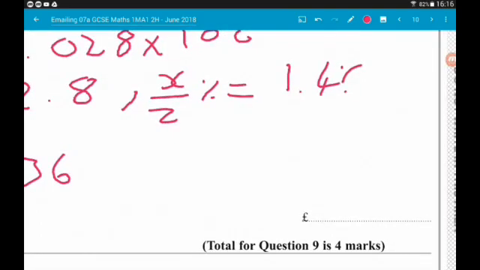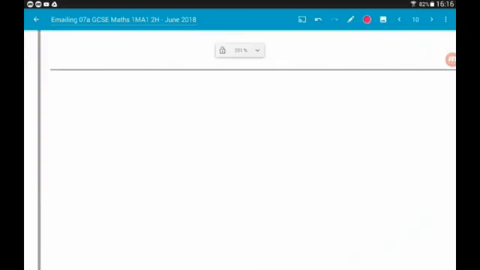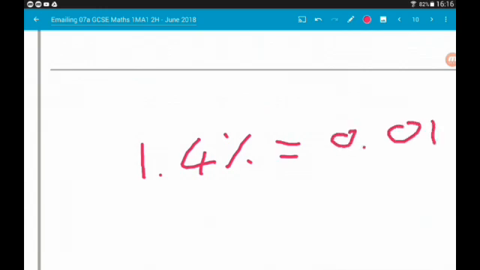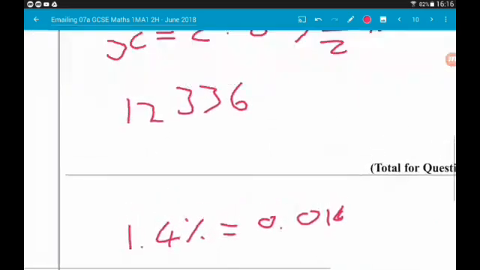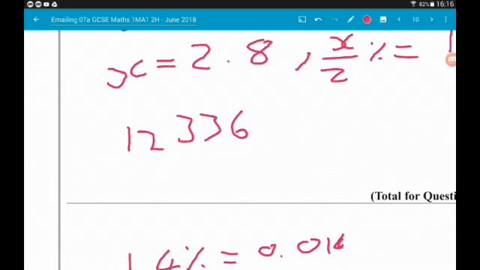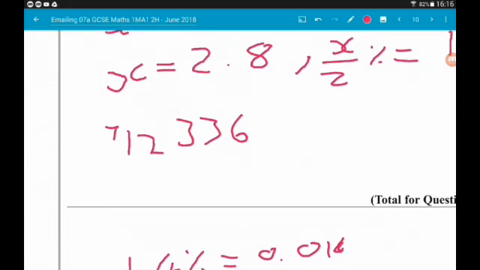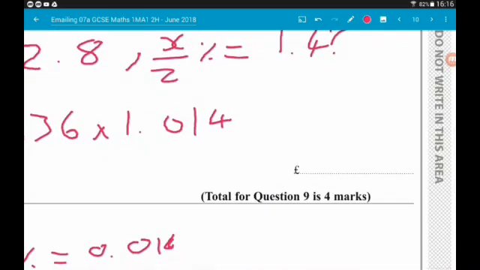Now, 1.4%, just go down here separately, 1.4% as a decimal divided by 100 gives us 0.014. So to increase 12,336 by 1.4%, we multiply it by 1.014, and that gives us £12,508.70. So there's our answer. Good times.